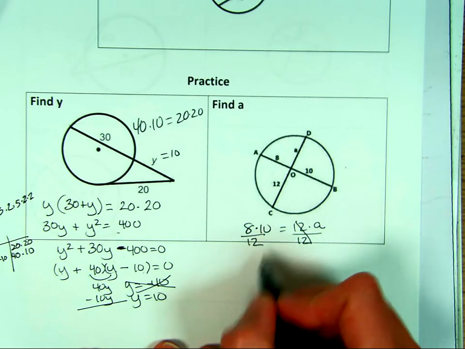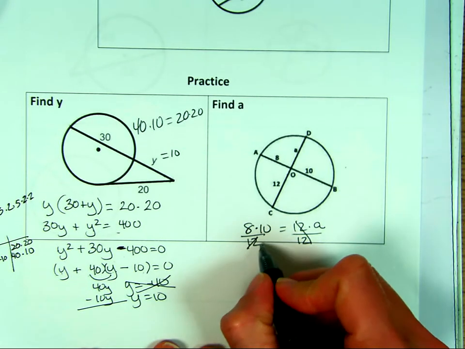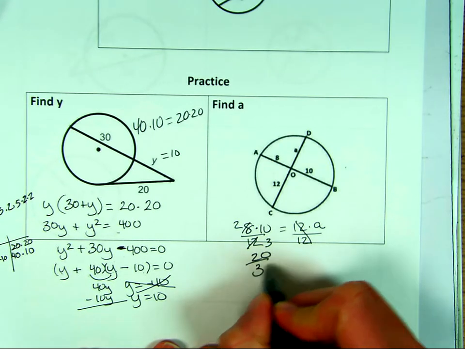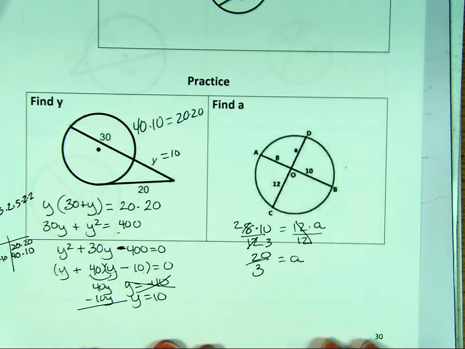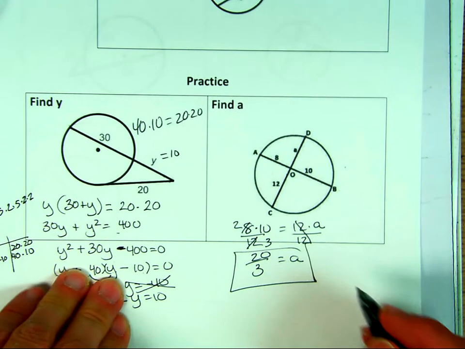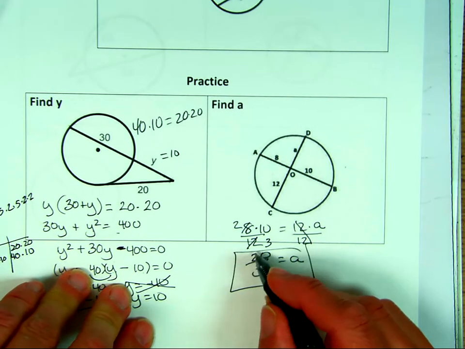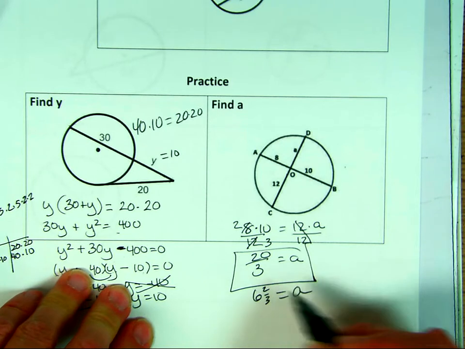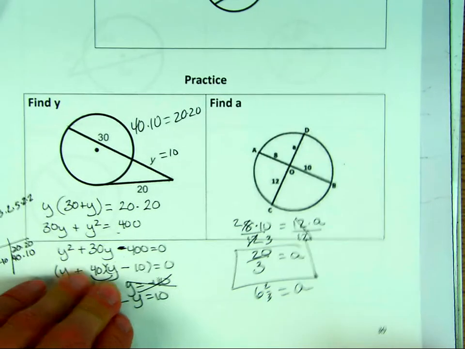then I get 80 divided by 12. Well, I'm going to reduce a little bit. 4 goes into there 3 times, 4 goes into there 2 times, so I end up getting 20 thirds. A is equal to 20 thirds. Okay, and that's an acceptable answer. Remember, you can break it down if you want to. You can say 3 goes into 20 6 times, 6 and 2 thirds. I don't want an approximate answer, but 20 thirds is an acceptable answer.